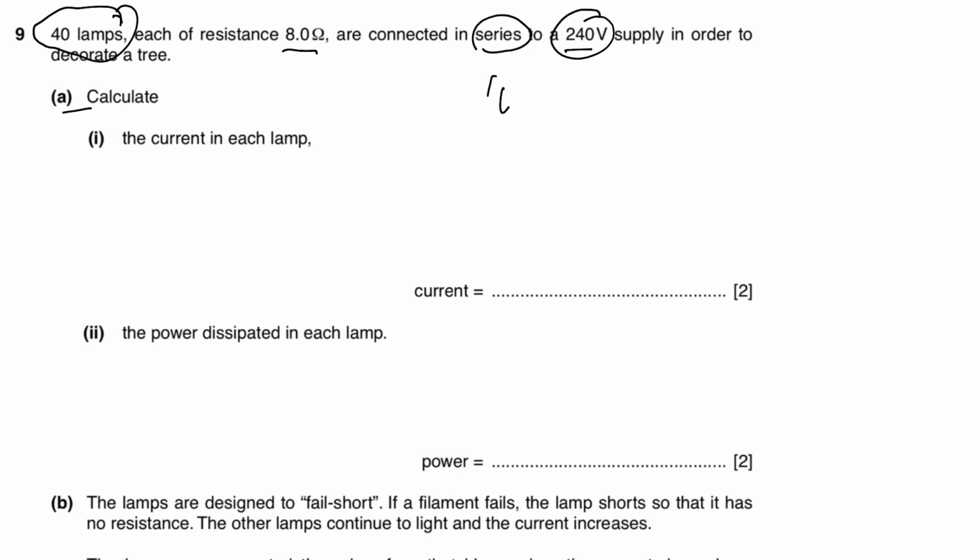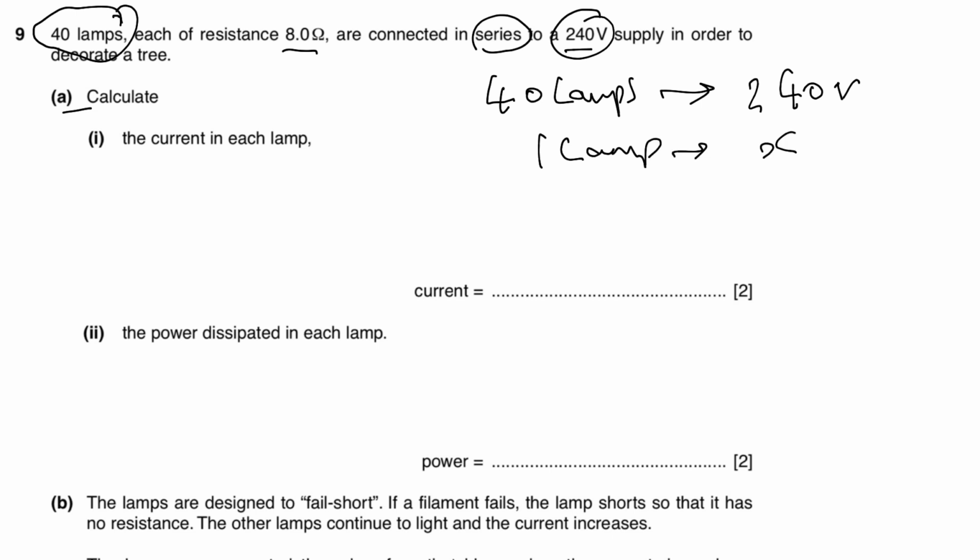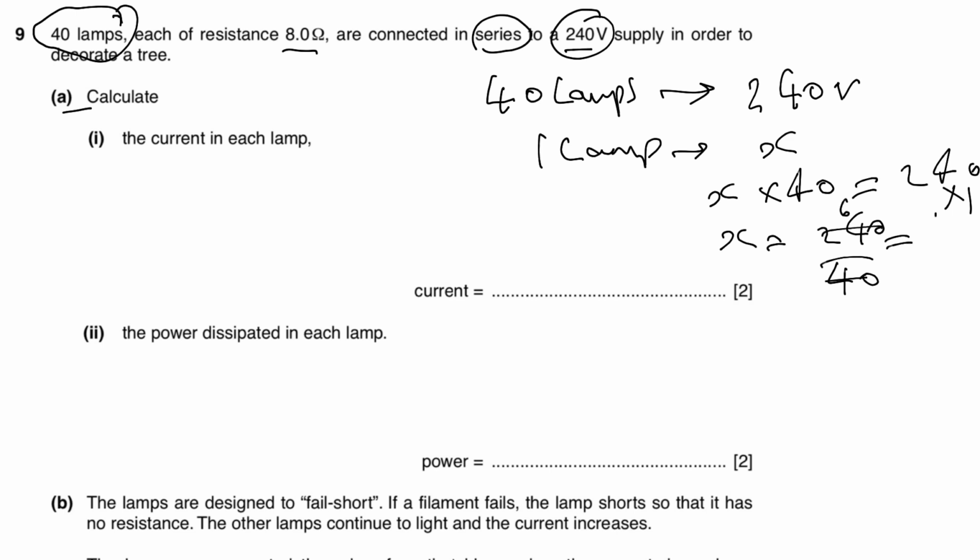Like 40 lamps are sharing 240 volt of supply potential difference. So one lamp will share how much? Let it be X. So X into 40 equals 240 into 1. So X equals 240 upon 40. 4 sixes are 24, so here we got 6 volt.